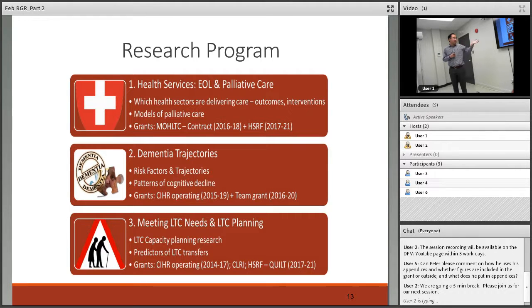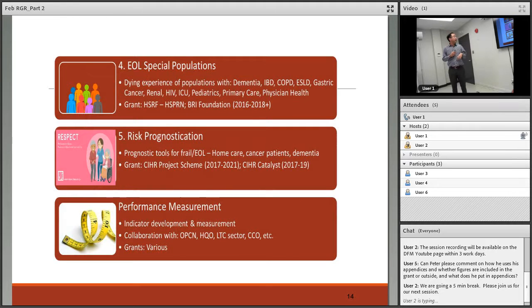People with dementia, obviously, a lot of them require long-term care, so including QUILT, we have a few projects, a few grants on nursing homes and meeting people's long-term care needs. We have a whole series of projects, if people are interested in any of these sub-projects, on end-of-life subpopulations, pediatric populations, with HIV, COPD, the list goes on.